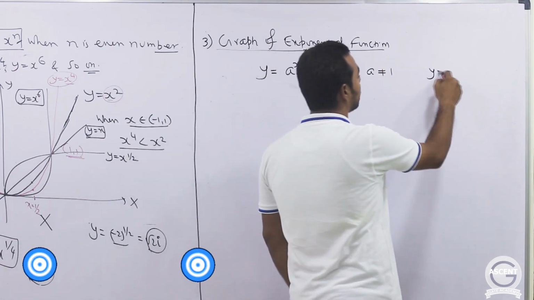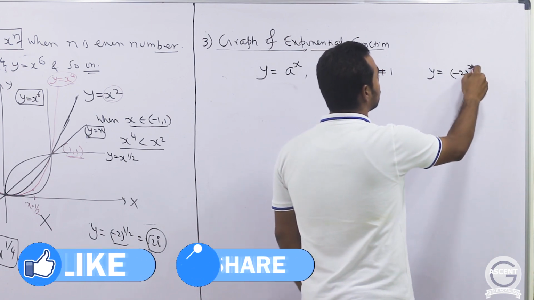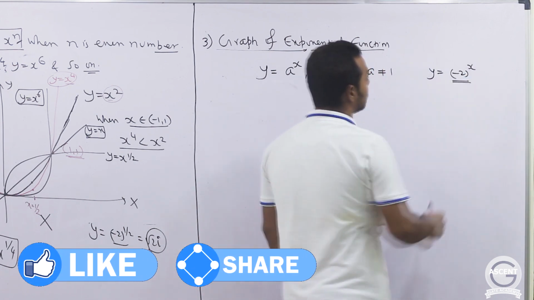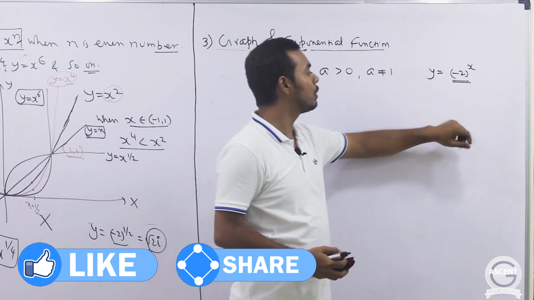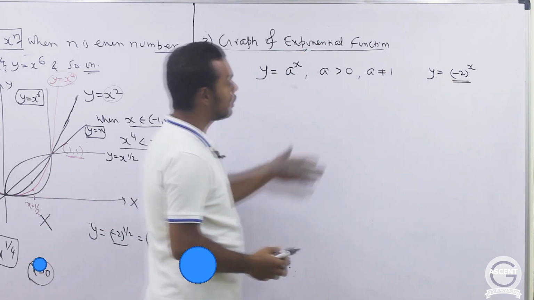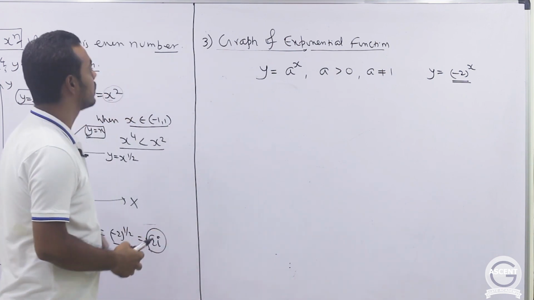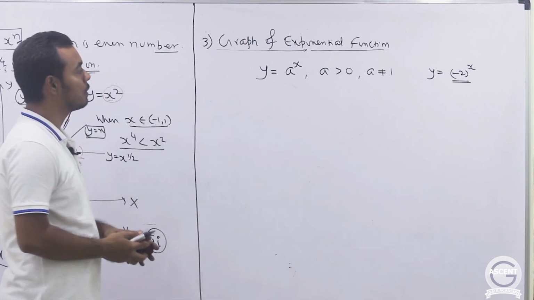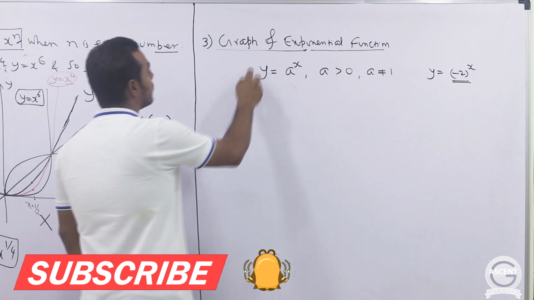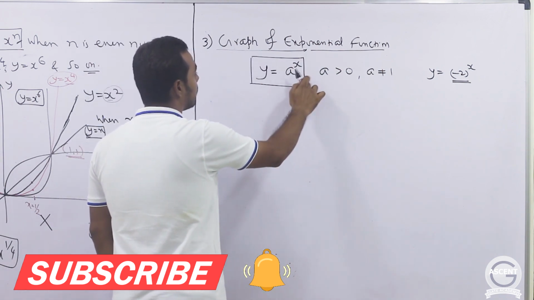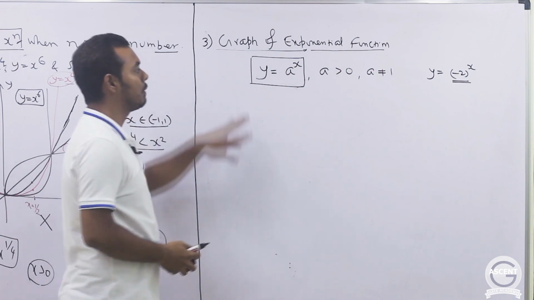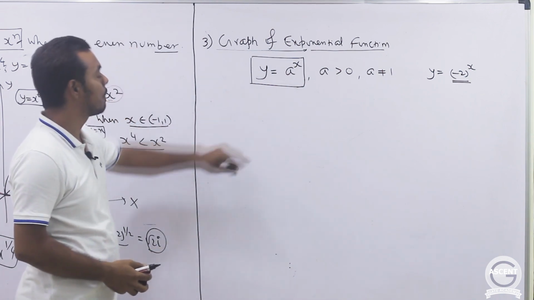suppose if base is minus 2, then minus 2 to the power x. Now this will not be defined whenever x is say 1 by 2, 1 by 4. So then it will not be a continuous function or defined for all the values of x. So if I define the function in this manner, y equals to a to the power x, and a is a positive number, then it will be defined for all the values of x.